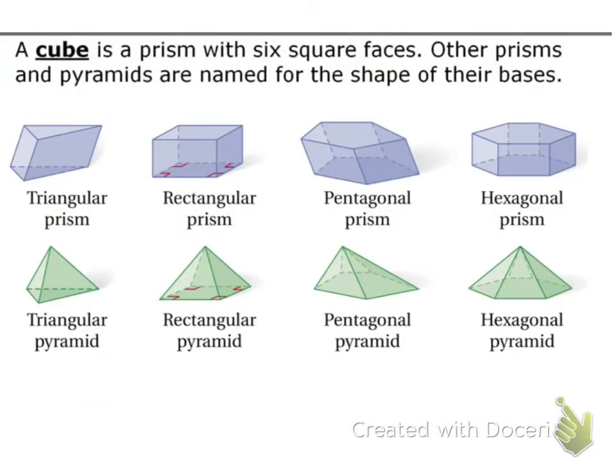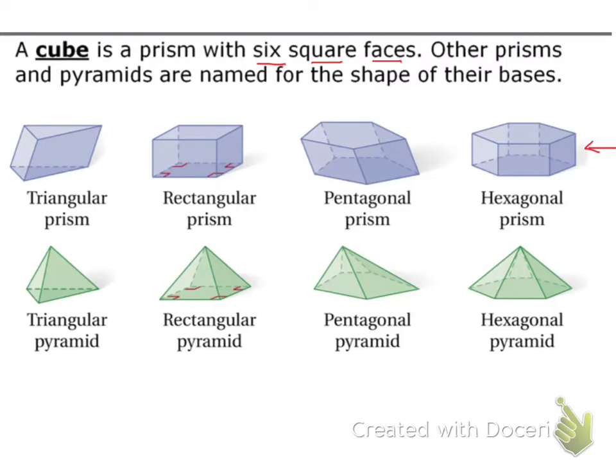Okay. A cube is a special kind of prism. It actually does not have a base at all. It has 6 square faces. Since all of the faces are the exact same, it's hard to tell which one's the base. Okay. Otherwise, when you're looking at any of the prisms, like these blue ones, you have 2 congruent bases, one on top and one on bottom.